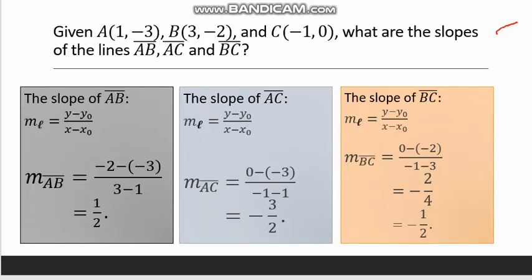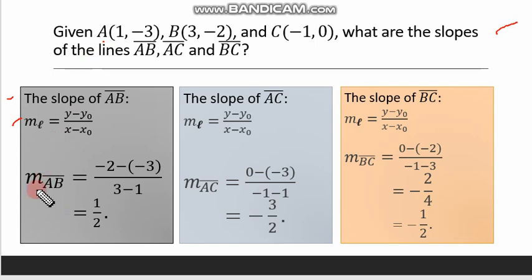For an example, we are given point A (1, -3), point B (3, -2), and C (-1, 0). What are the slopes of the lines AB, AC, and BC? For number 1, the slope of line AB. The slope formula is m sub L equal to y minus y sub 0 over x minus x sub 0. We will just take the coordinates of A and B.